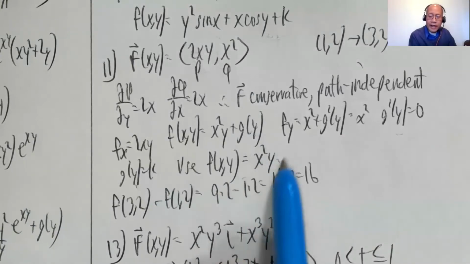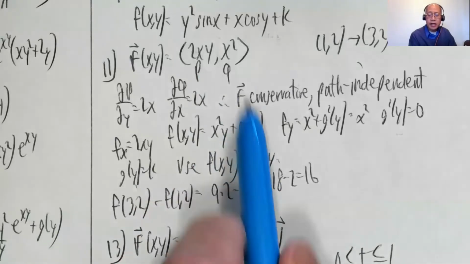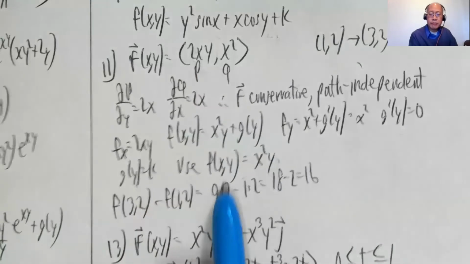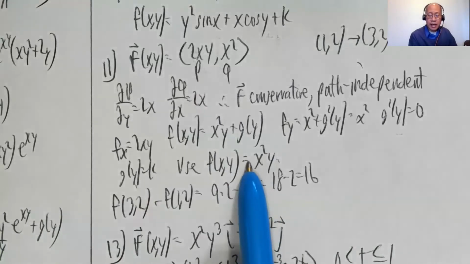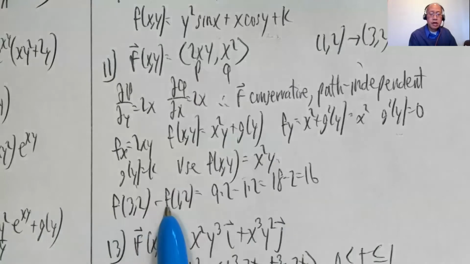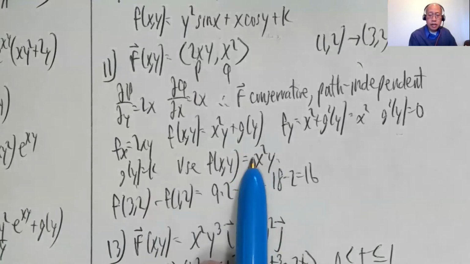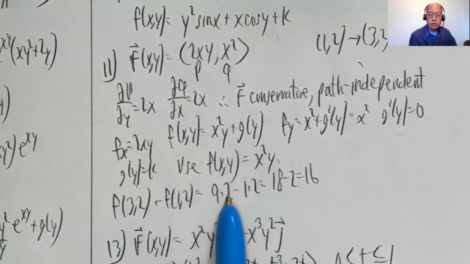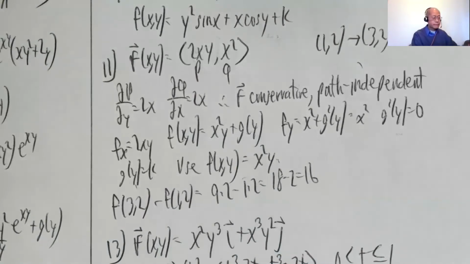Double check. What's the gradient of this? Derivative with respect to x, 2xy. Derivative with respect to y, x squared. So it doesn't matter what path I pick. So what is the value of the work done? Just put f of (3, 2) minus f of (1, 2). Fundamental theorem of calculus. So plug in (3, 2): 9 times 2. Plug in (1, 2): 1 times 2. So 18 minus 2. Final answer is 16.